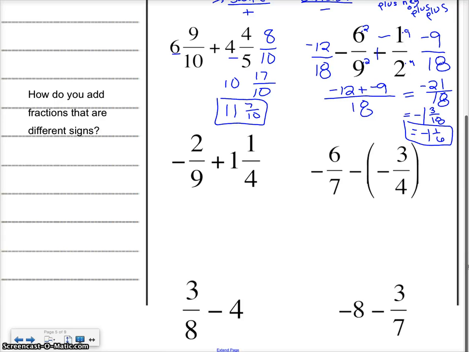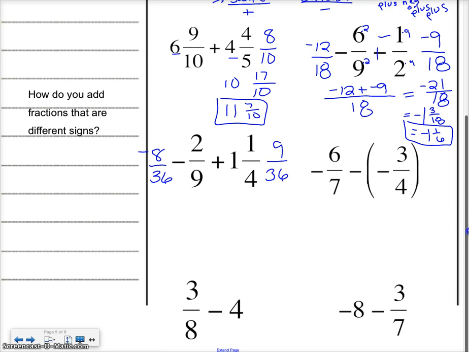Negative 2 9ths plus 1 and 1/4. So I need to get a common D. So a common D is what? 36. 9 times 4 is 36. Negative 2 times 4 is what? Negative 8. And this is going to be 9. Okay.